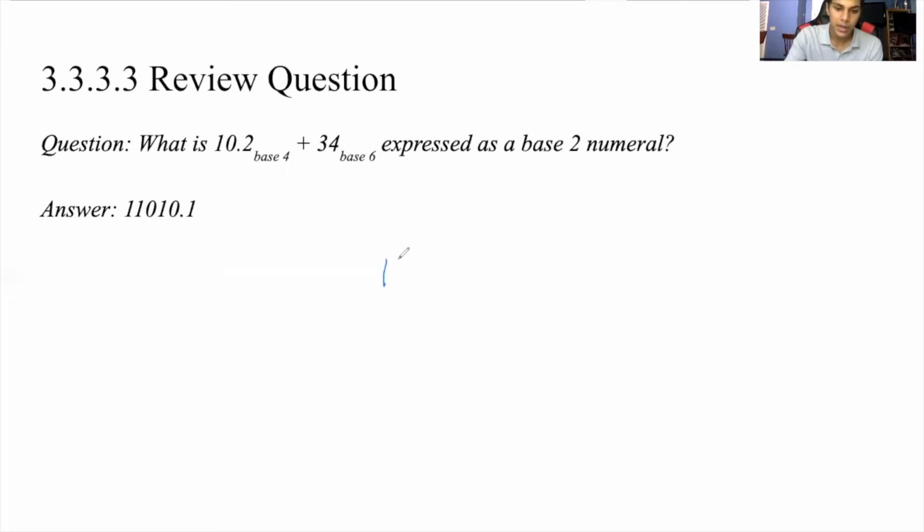All right, so let me write out my number, 10.2. So remember, when you're converting to base 10, you use the place values method. So you have to figure out what each place value represents. All right, so this 0 is in the 4 to the power of 0's place, which is equal to 1. So it's in the 1's place. This 1 is in the 4 to the power of 1's place, which is 4. So the 1 is in the 4's place.